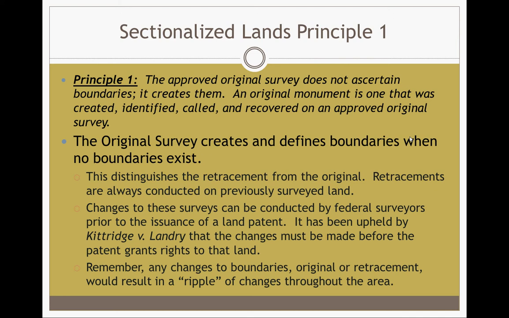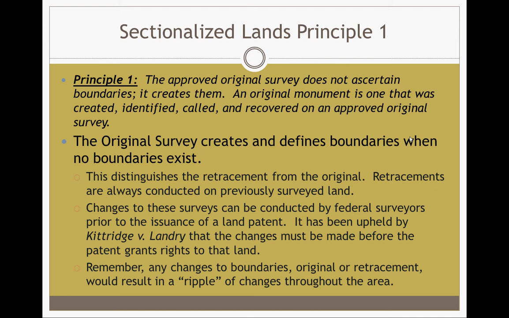When they came along behind the pioneers and started laying out these boundaries, this was before anyone lived here. This was before anyone was moving here and pioneering in this direction. And so this is done where there was no ownership. Now, this distinguishes the retracement from the original, whereas retracements are always conducted on previously surveyed land, and they do ascertain boundaries. Because remember, that's what we do as surveyors. We ascertain boundaries.